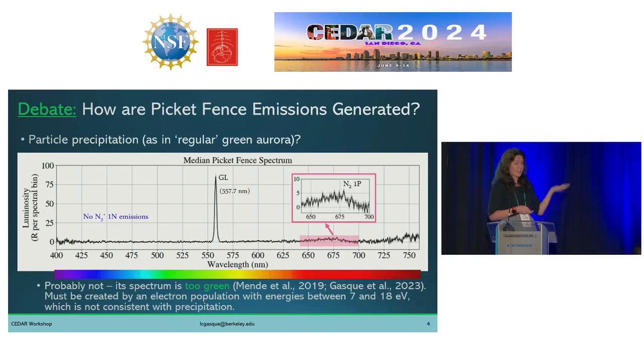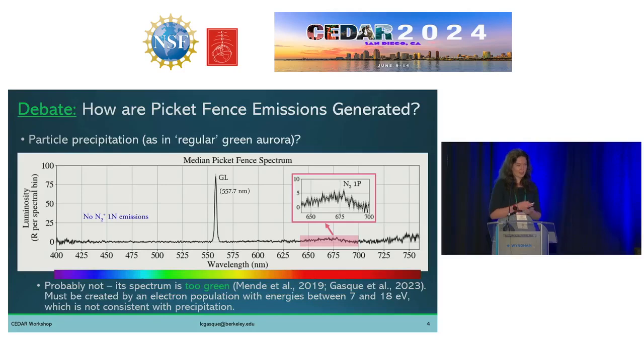So is it particle precipitation? Probably not. It is too green to be particle precipitation. And in fact, like I was mentioning, each of these lines has a different energy associated with the excitation. And so seeing this sort of constrains the electron population, which could be colliding with the neutrals to create this, to between 7 eV to create that N2 first positive, and about 18 eV, which would create that N2 plus first negative. And so this is not consistent with precipitation.